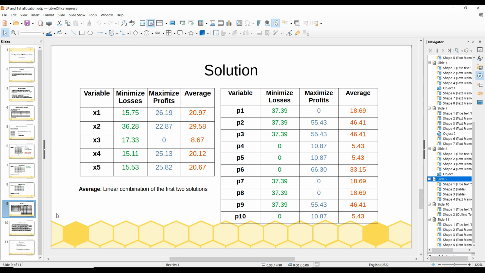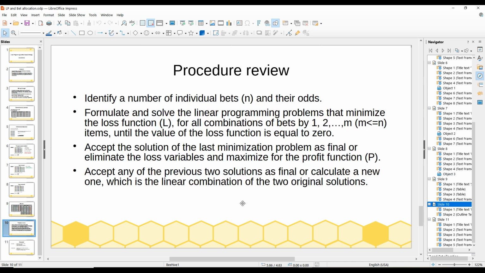Okay, now let's review the procedure. First, we identify a number of individual bets and their odds. We formulate and solve the linear programming problems and minimize the loss function for all combinations of bets by 1, 2, up to m, where m is less than or equal to n, until the value of the loss function is equal to 0.